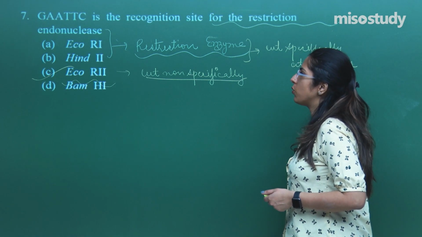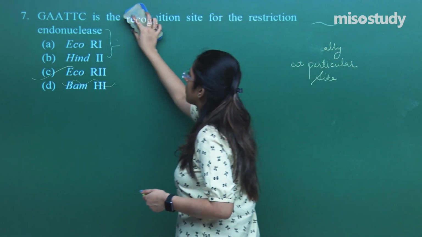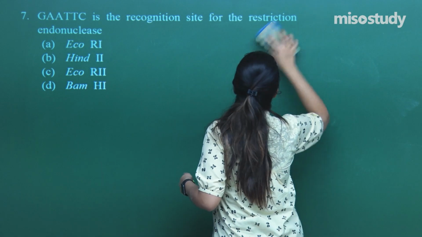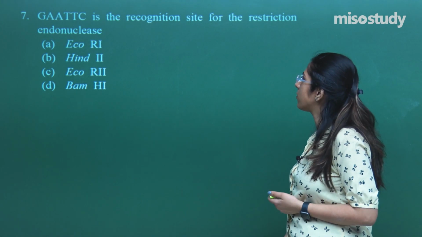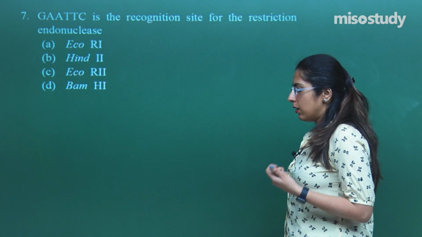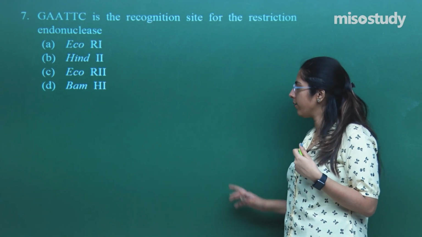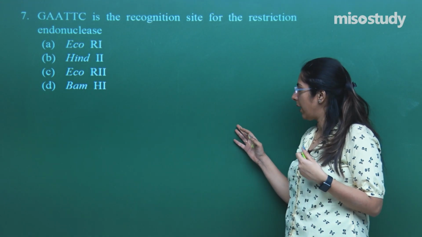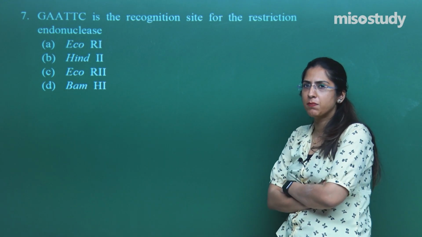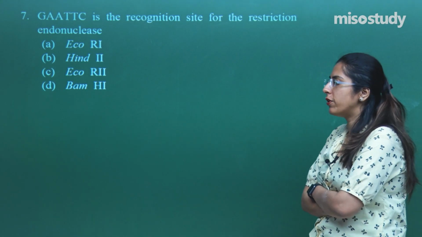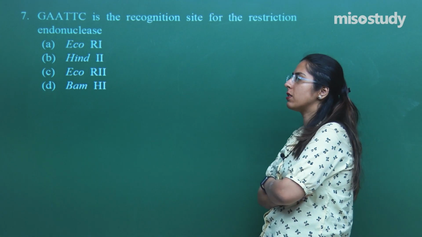Let's look at the next question, question number 7. This is also related to restriction enzymes, restriction endonucleases. This question indicates that GAATTC is a recognition site for the restriction endonucleases. In the whole sessions of this chapter, I have already given you a chart of restriction enzymes, the endonucleases and exonucleases, showing that these are different enzymes and they have specific sequences on which they bind. Each of these enzymes has a specific palindromic sequence.